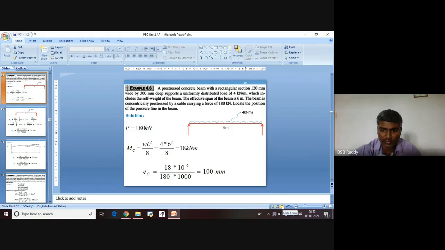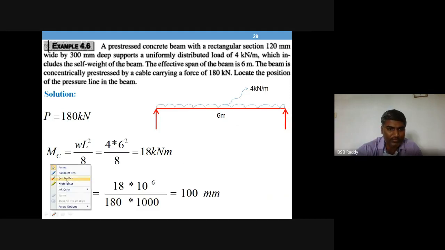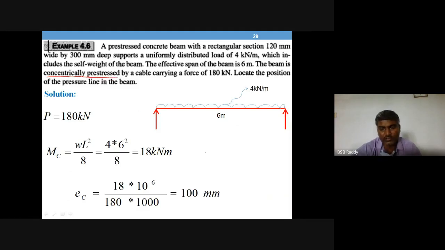We are in Unit 2, solving for the pre-stressed concrete beams for the resultant stresses in the beam using the pressure line concept. The last session we have seen an example. It was the concentric pre-stressing done in the last class in the example that we have seen, right?